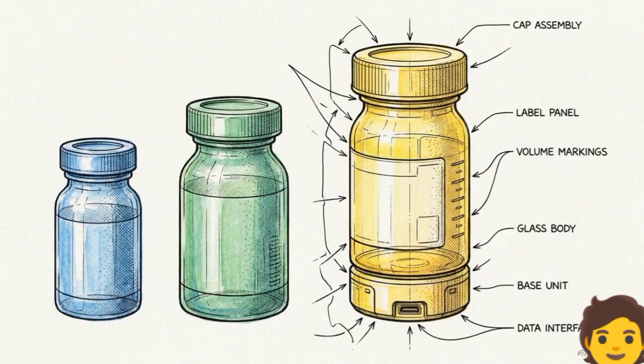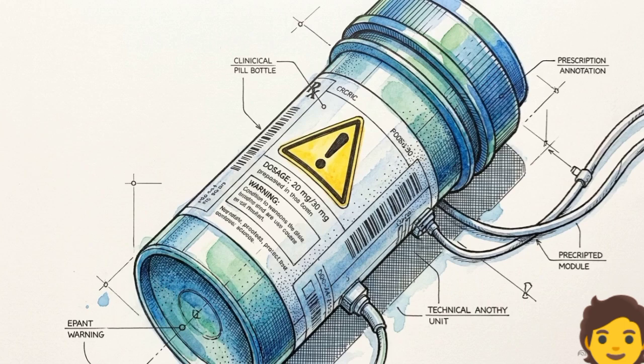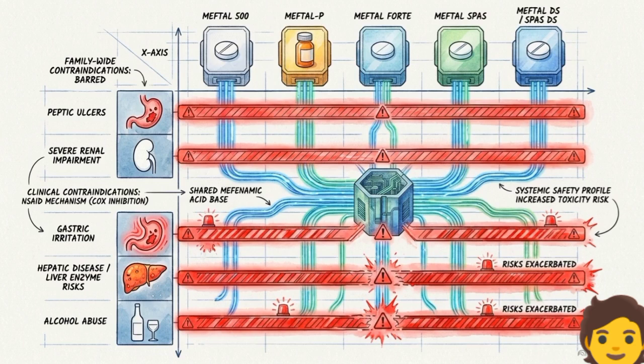Concentration scaling is the final variable in this lineup, allowing clinicians to match the exact intensity of the symptom without changing their primary chemical strategy. Utilizing these potent NSAID combinations carries inherent systemic risks. Since all variants share a mefenamic acid base, family-wide contraindications apply. Patients with peptic ulcers or severe renal impairment are barred.